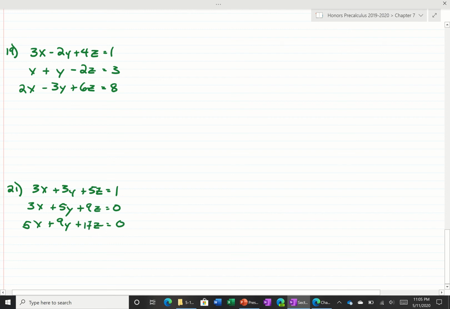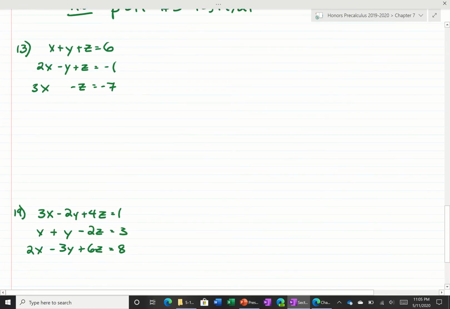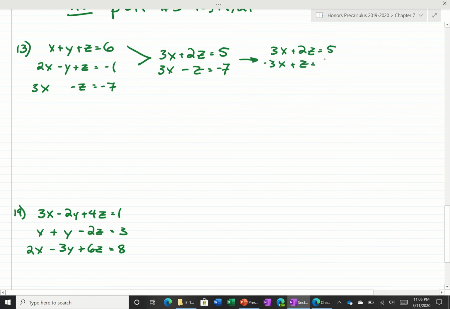Alright, so let's figure this out. For our first one, it looks like the third doesn't have a y in it. So let's combine these first two equations. If we add those together, we'd get 3x plus 2z is equal to 5, combined with 3x minus z is equal to negative 7. If we multiply the bottom by negative 1, 3x plus 2z is equal to 5, negative 3x plus z is equal to 7. Combining those, we get 3z is equal to 12. So z would be 4.